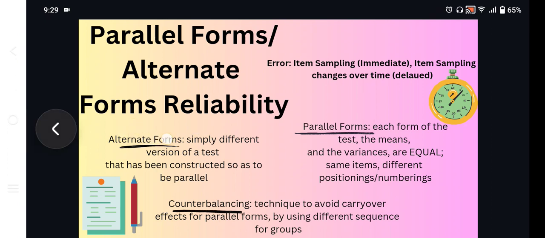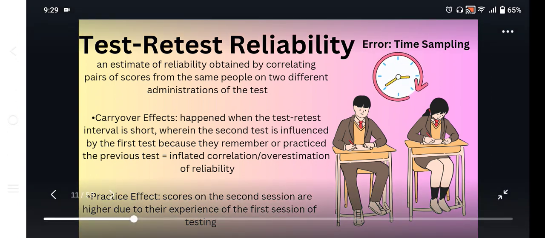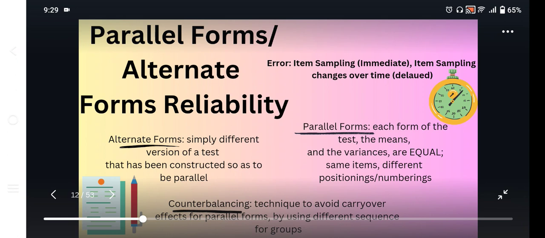Sa ating alternate form naman po are simply different versions of the test that have been constructed so as to be parallel. These are designed to be equivalent with respect to difficulty and content, even though they are not legitimately parallel. Alternate form reliability is an estimate of the extent to which these different forms of the same test have been affected by item sampling error or other error.